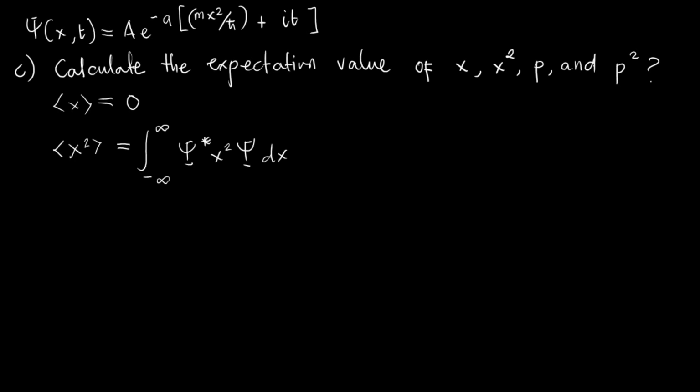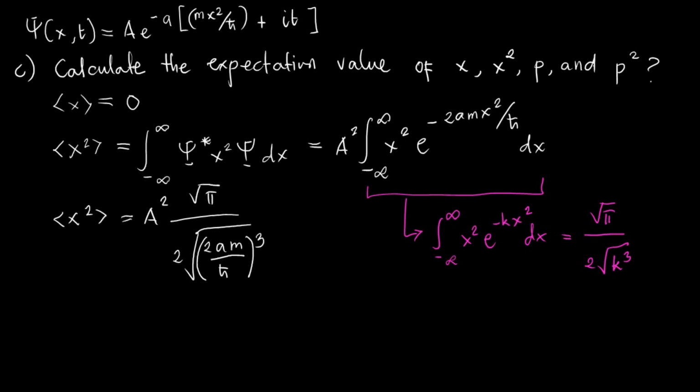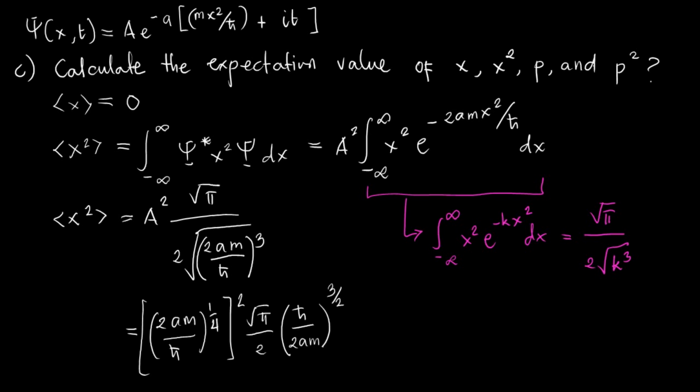Using the same formula, we can find the expectation value of x squared. This is a Gaussian integral of the form, integral from negative infinity to positive infinity of x squared times e raised to negative kx squared dx. And the answer for this integral is square root of pi over 2 times the square root of k cubed. Here, k is equal to negative 2am over h bar. So now our expectation value for x squared is given by, which can be simplified to h bar over 4am.